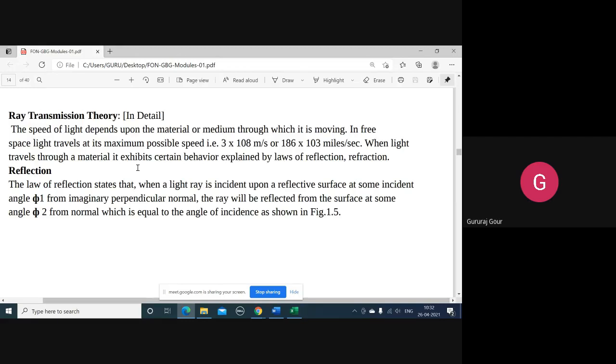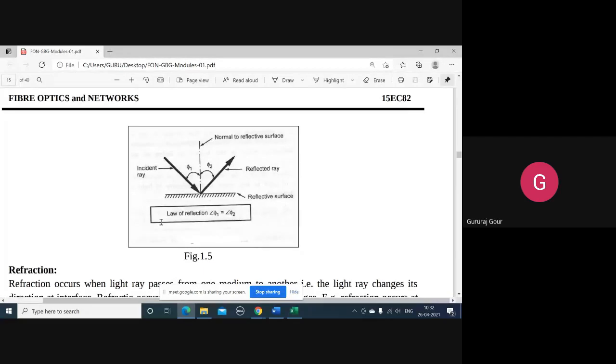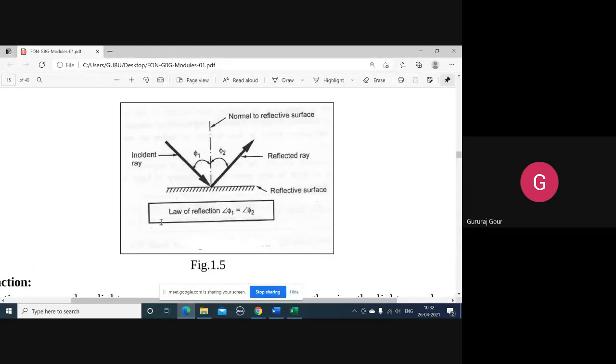When light travels through a material, it exhibits certain behavior which is actually governed by some optical laws. We already know one: the law of reflection. By this figure, you can easily understand. Let us enlarge this. When light is incident at a particular angle phi 1, it gets reflected from the reflective surface. Here, for the reflective surface, you can consider the core of the fiber. It gets reflected at an angle phi 2. So angle of incidence and angle of reflection are the same. That is the law of reflection.